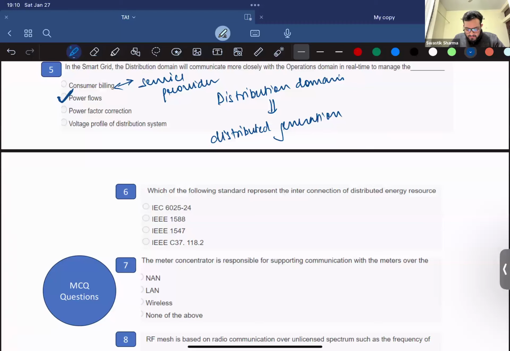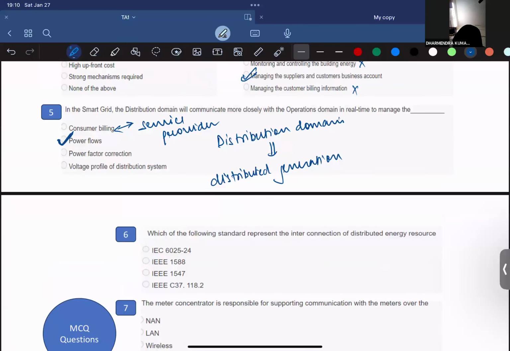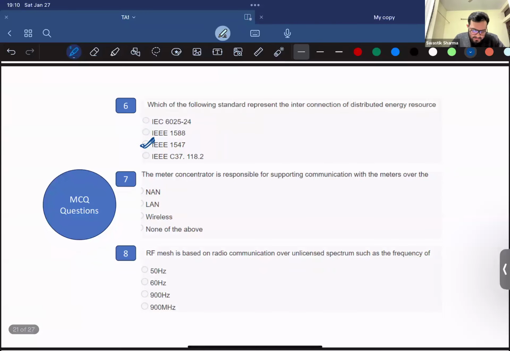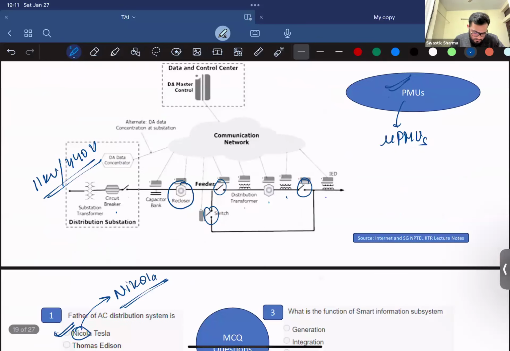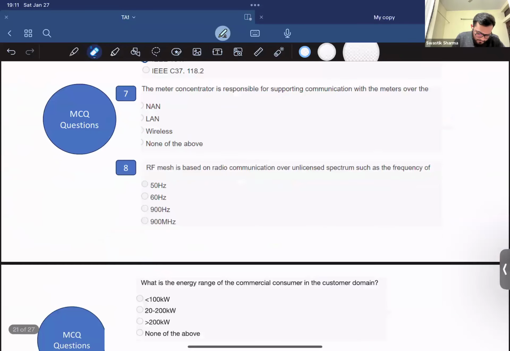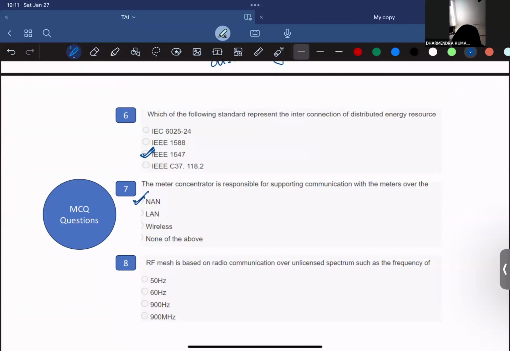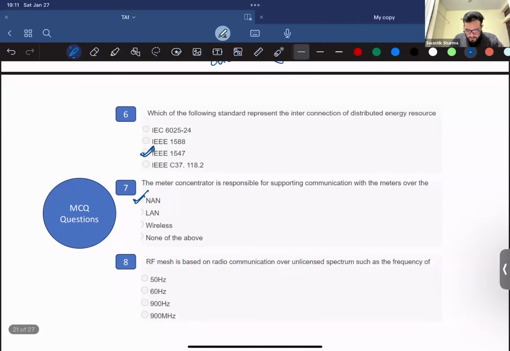Which of the following standards represents the interconnection of distributed energy resources? Can anyone tell me? We just recently covered this. IEEE 1547, option C. Yeah. Then the meter concentrator is responsible for supporting communication with the meters over what? I told you here. NAN, yeah, it's neighborhood area network. RF mesh is based on radio communication over unlicensed spectrum, such as the frequency of... I just told you. There are two different types of communication at the smart meters aggregation or meter concentrator section. It's the NAN, which has power line communications and RF based 900 megahertz frequency.